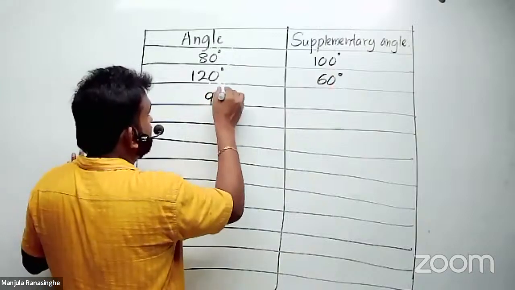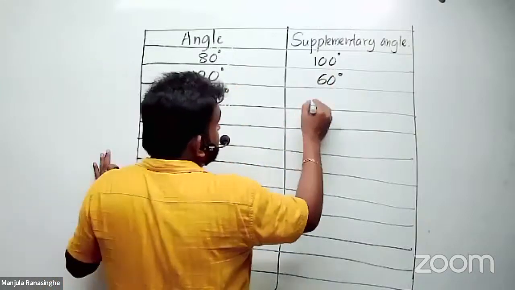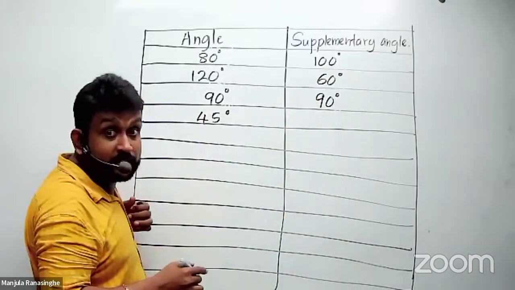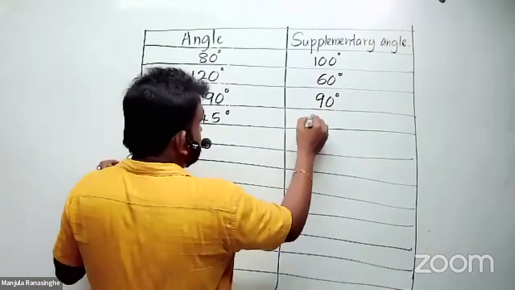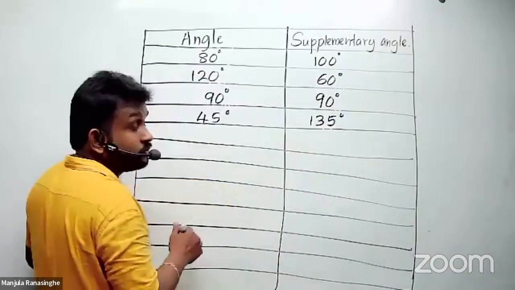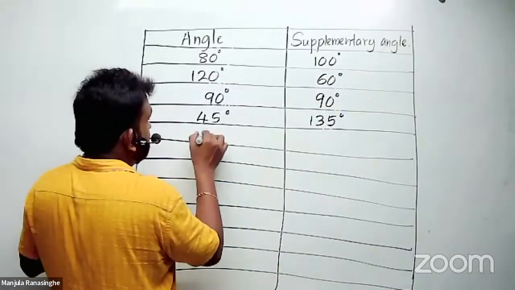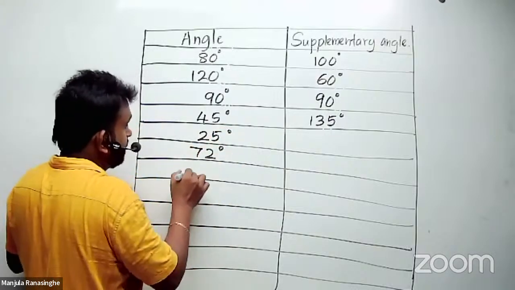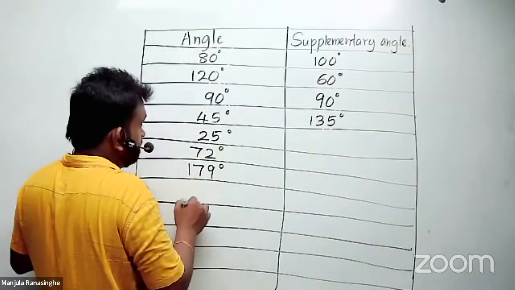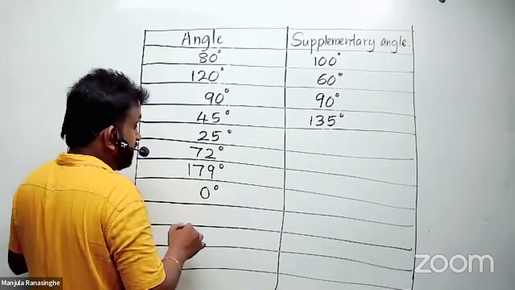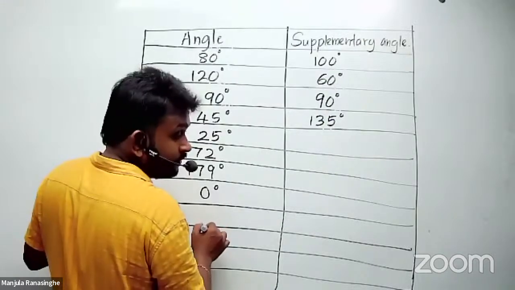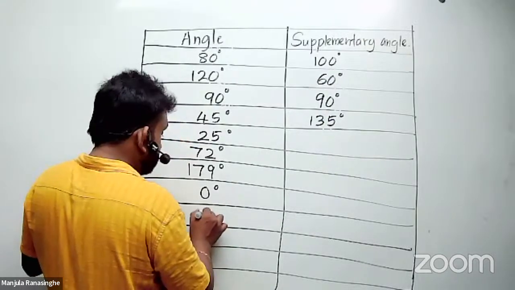Here I have 90 degree. Then from 180 subtract 90, then it also gives 90 degree. I have 45 degree. Then I have to subtract from 180 the 45. Then that gives you 135. So likewise, we have to build up, okay? Then I have 25 degree, then I have 72 degree, then I have 179 degree, then I have 0 degree, then I have 8 degree, X degree. Sir, yes, puta.